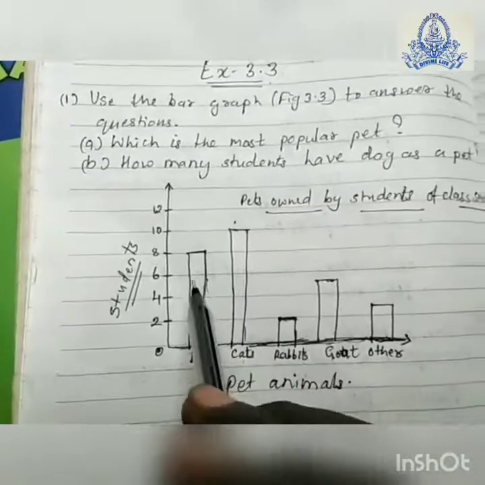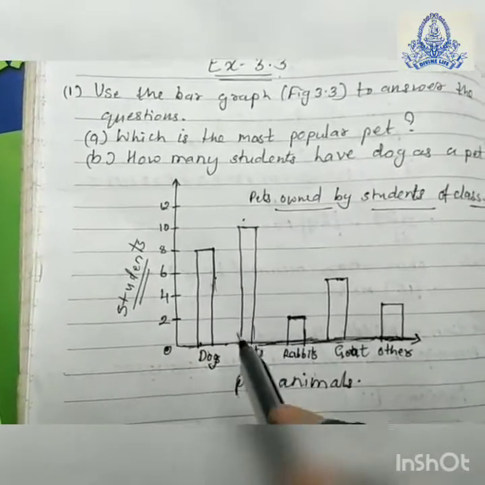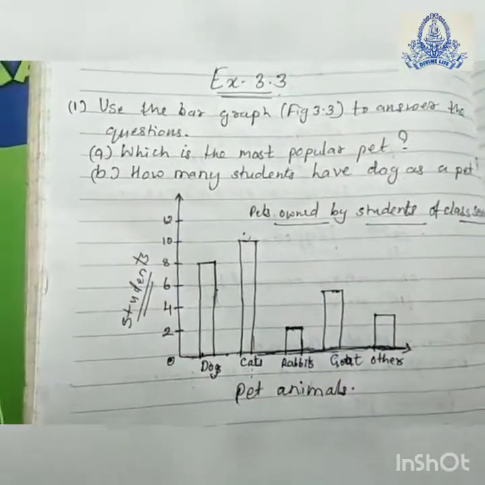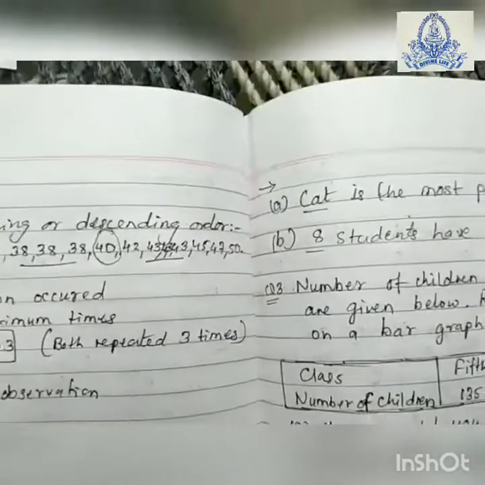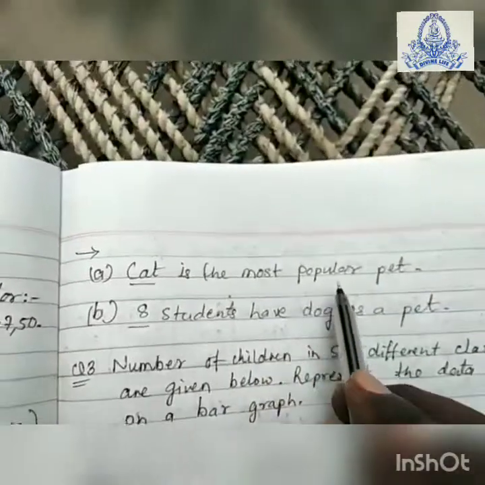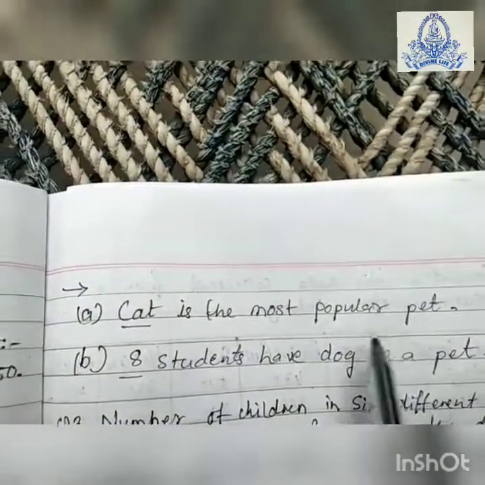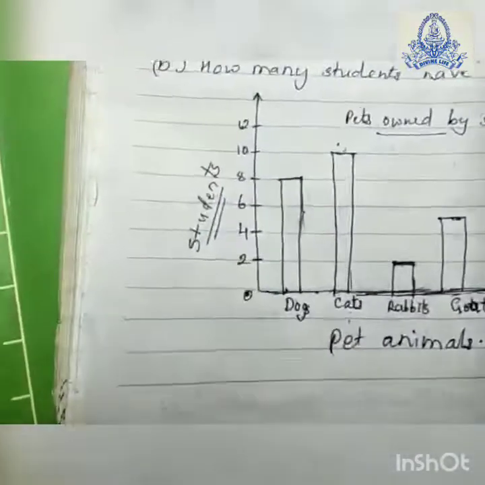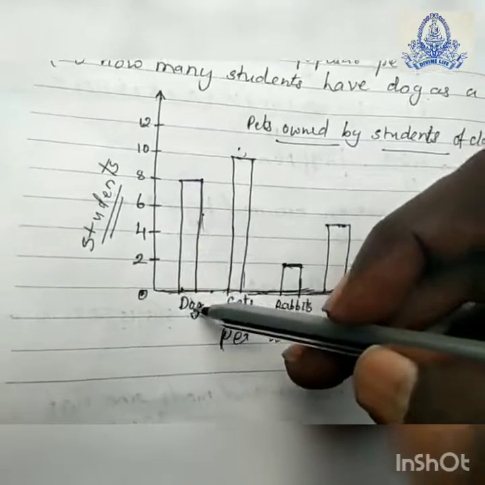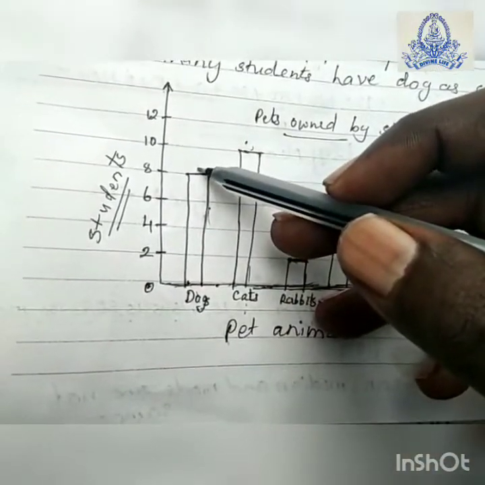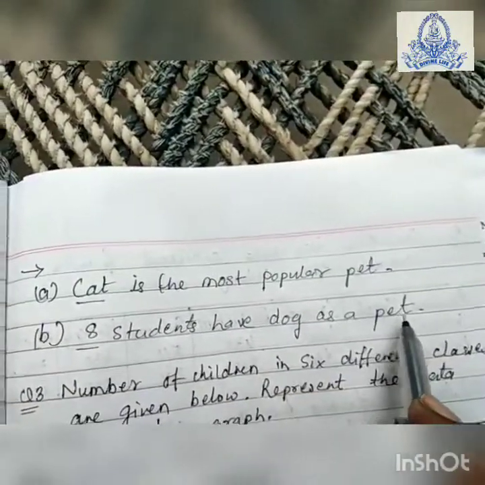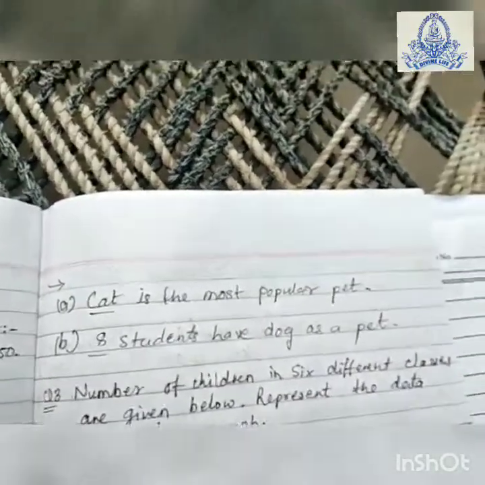So first question is, which is the most popular pet? Out of this, the highest number of owners is 10 students having a cat. So first answer we will write: a cat is the most popular pet. Second question they have asked, how many students have dog as a pet? You can observe the data. How many students are the owner of the dog? 8 students. So the second answer, B: 8 students have dog as a pet. So both answers have been completed.